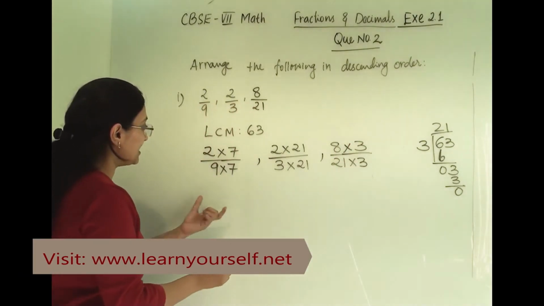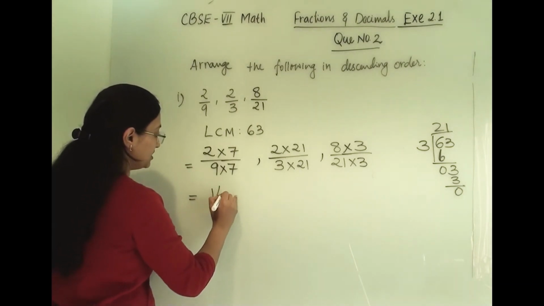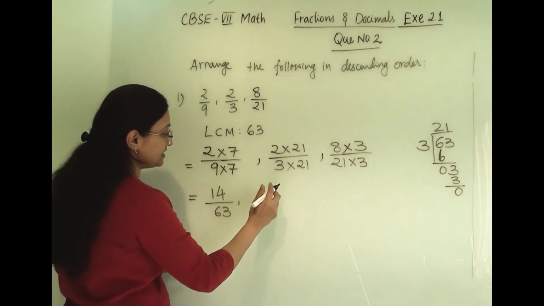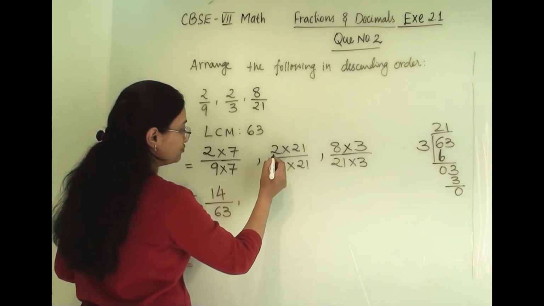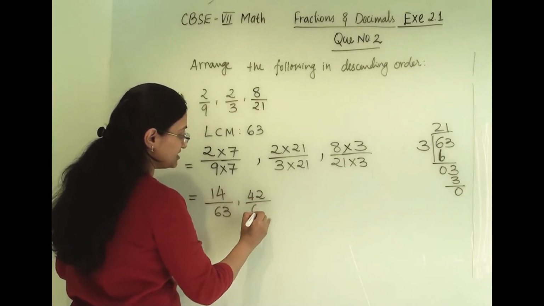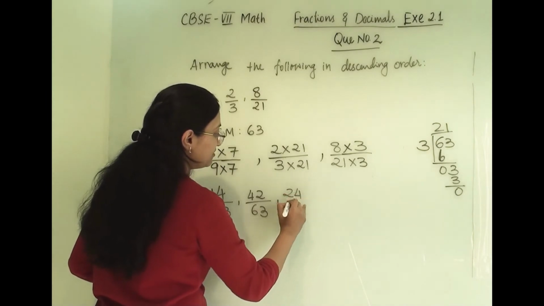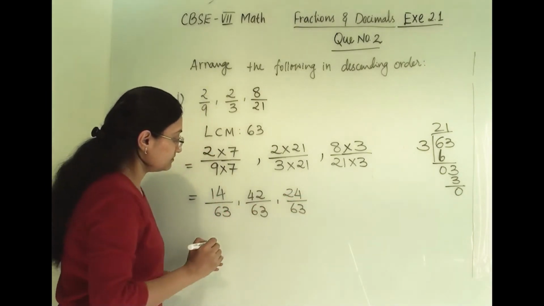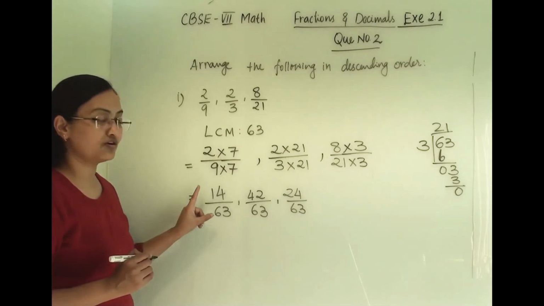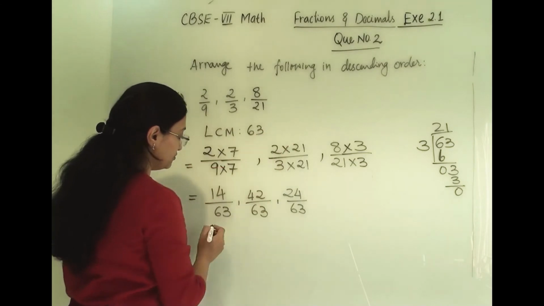Now let us write the answers for this multiplication. So here it is going to be 14 divided by 63. Then second is 21 into 2, so 42 divided by 63, and 24 divided by 63. Now the denominators are the same, so it is easy for us to arrange them in descending order.